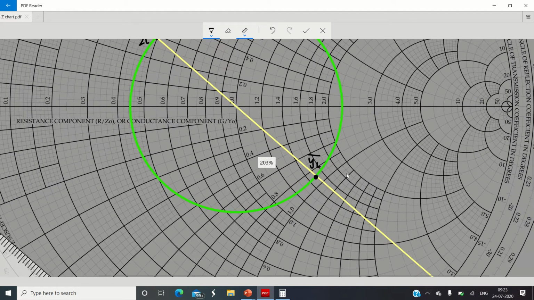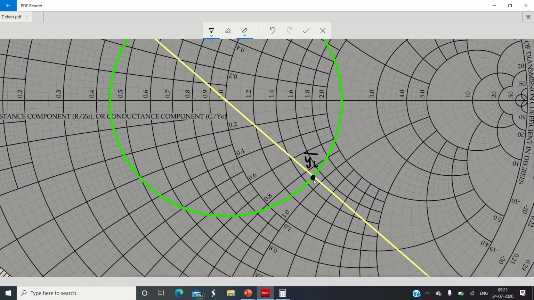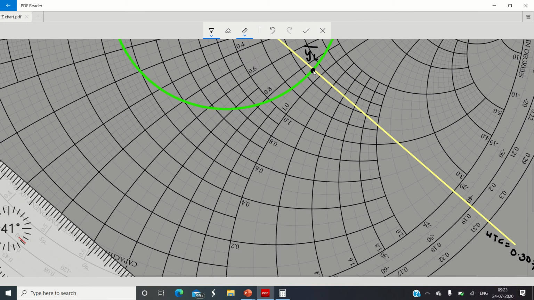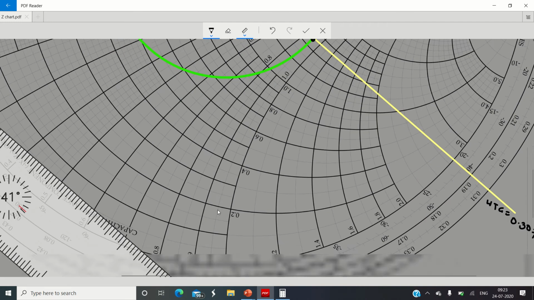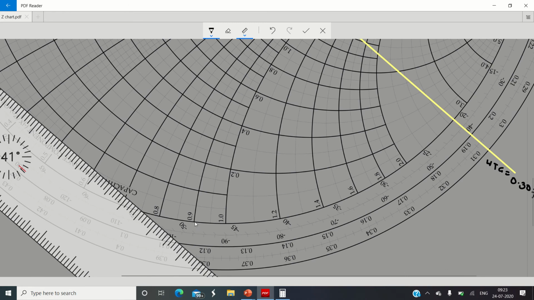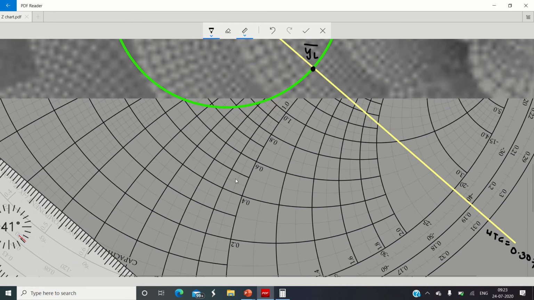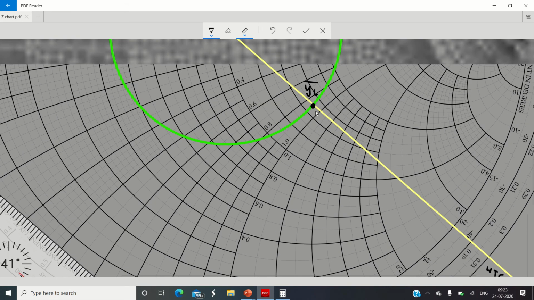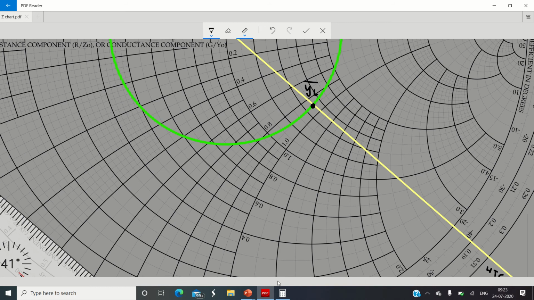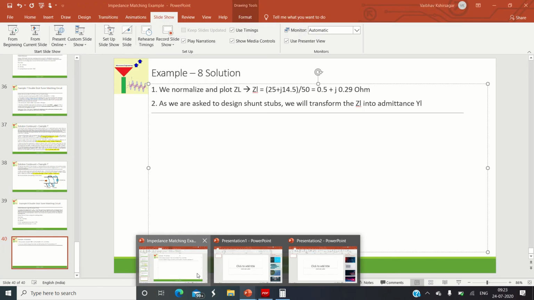So what is the real part of admittance YL bar? The real part is what I am tracing over here, and the real part is 1.6. And what is the imaginary part? The imaginary part is directly available. You can trace this particular curve in this way and come down, it is 0.9, and it is negative because it is located in the lower half. So I will get the complete YL bar.